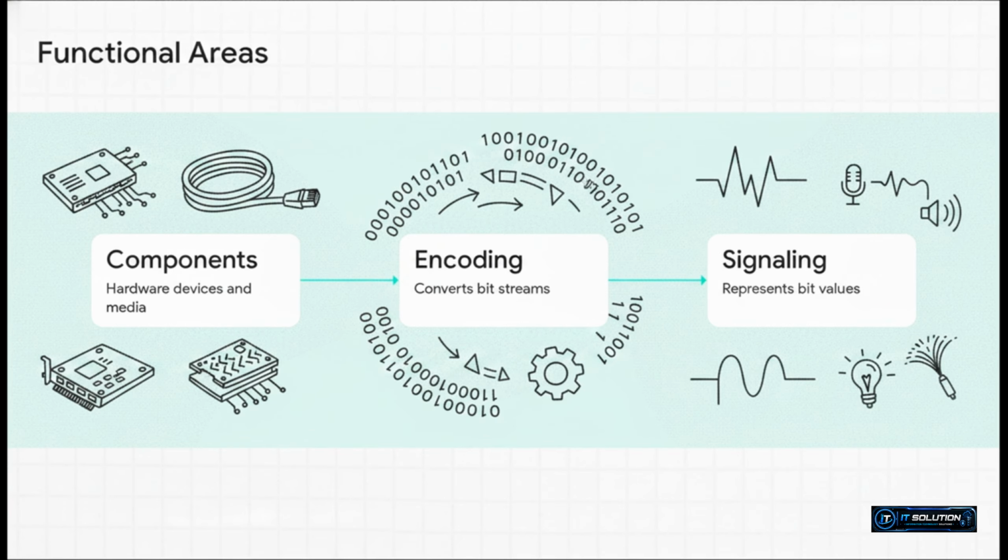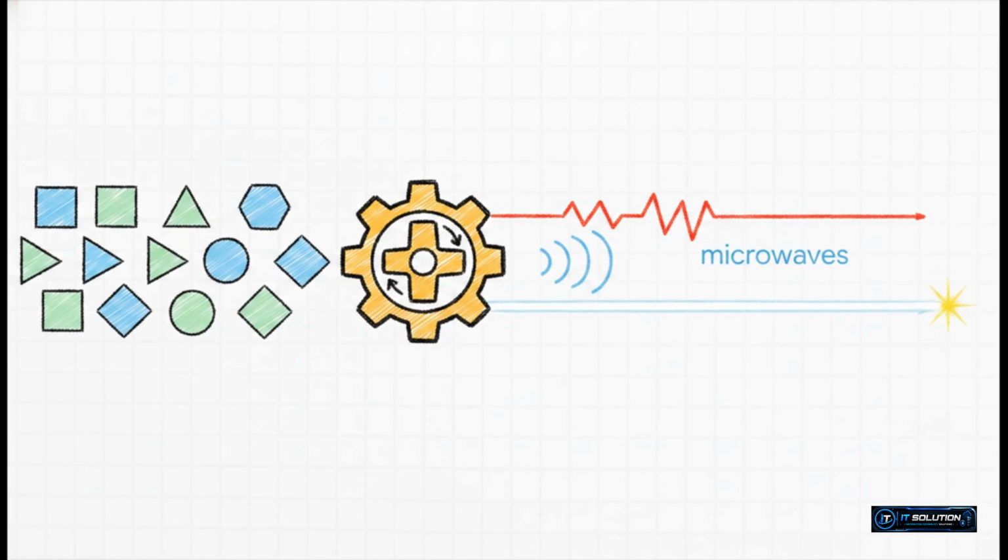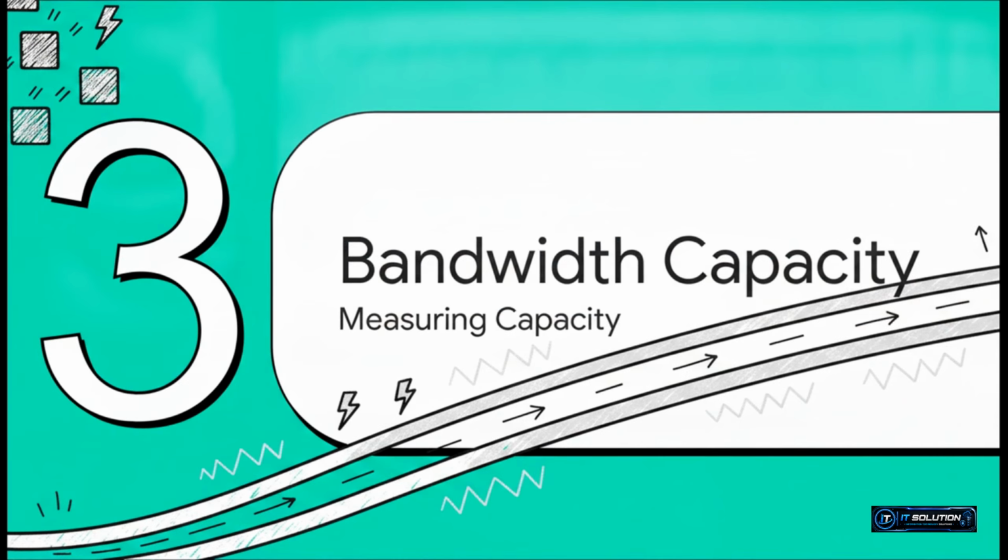Let's look at how those last two work together. Encoding and signaling take those abstract ones and zeros and turn them into something real. Encoding formats the bit stream so the next device in the path can actually recognize it. Then signaling decides exactly how those bits are represented as physical energy on the medium. Depending on what you're using, that energy could be an electrical voltage, a radio wave, or even a literal pulse of light.